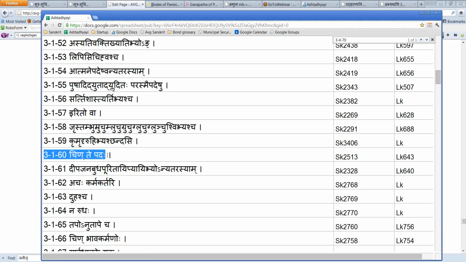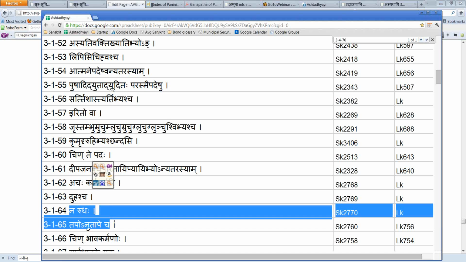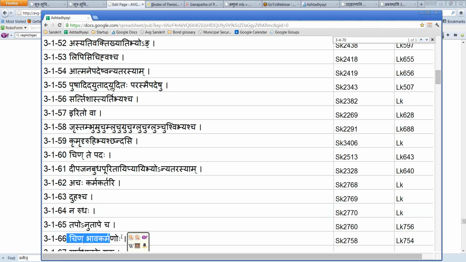One more quick note: why does Panini repeat chin in the sutram 3.1.66? The reason is that in between came a nishedha, na rudhaha. So even though the anuvritti of chin was coming down from 3.1.60, that was stopped, negated here by na rudhaha. The anuvritti of na goes to the next sutram also, so 64 and 65 are nishedha sutras. Therefore, Panini again says chin bhava karmanoho.